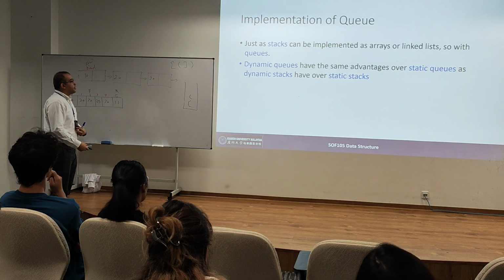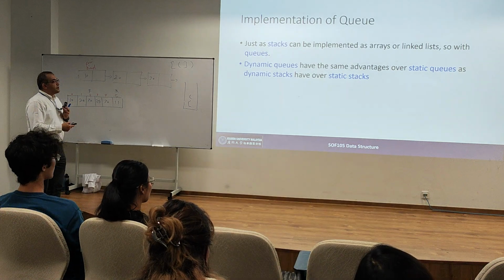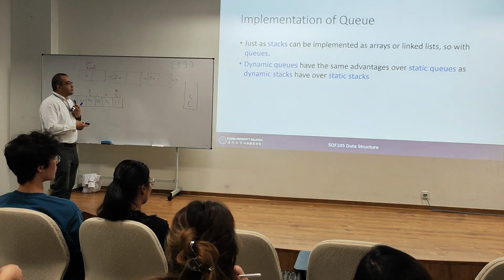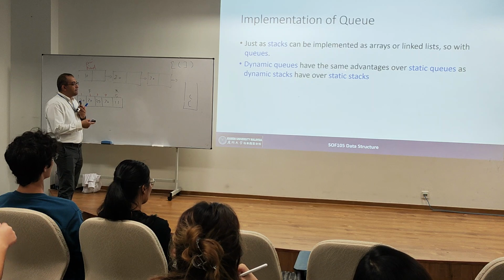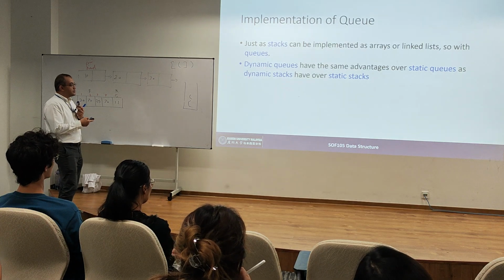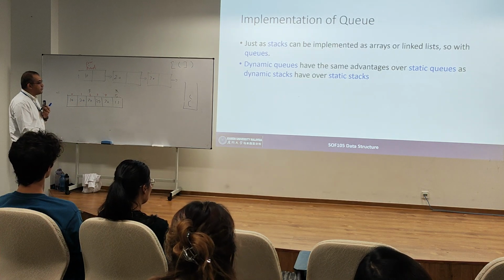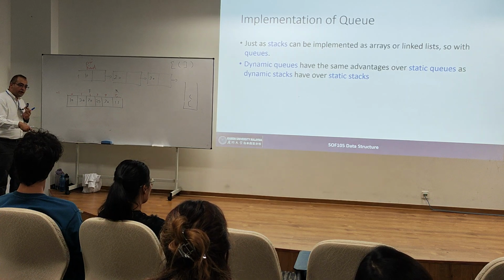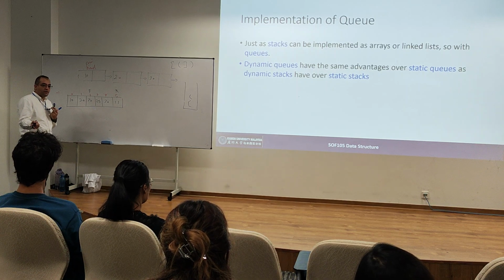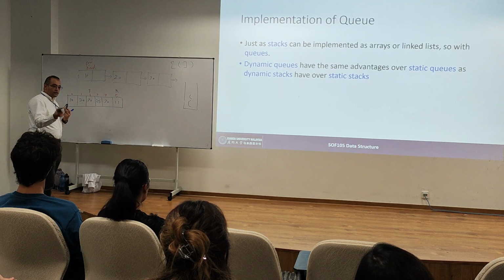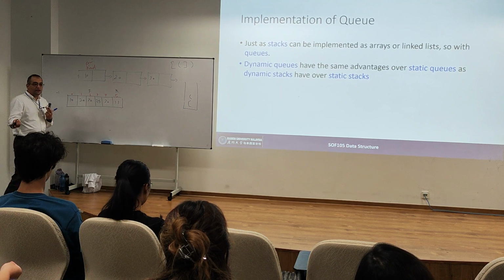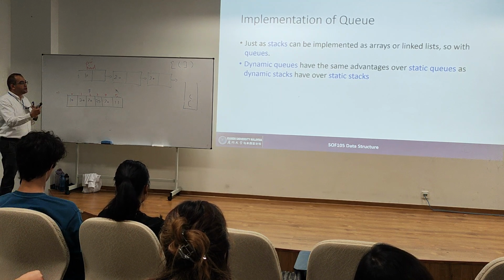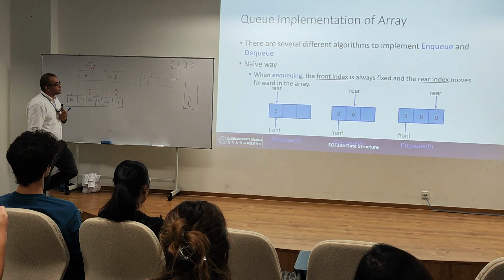So here, the stack can be implemented as an array or a linked list. A dynamic queue has the advantage over a static queue, just as a dynamic stack has the advantage over a static stack, right? Static means implementation using an array, so the size of the array is fixed at compilation time. The stack cannot shrink and cannot extend its size. Same thing with queue.